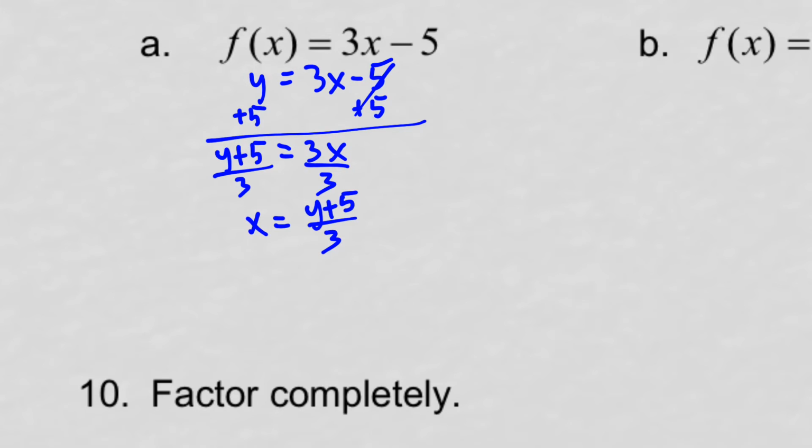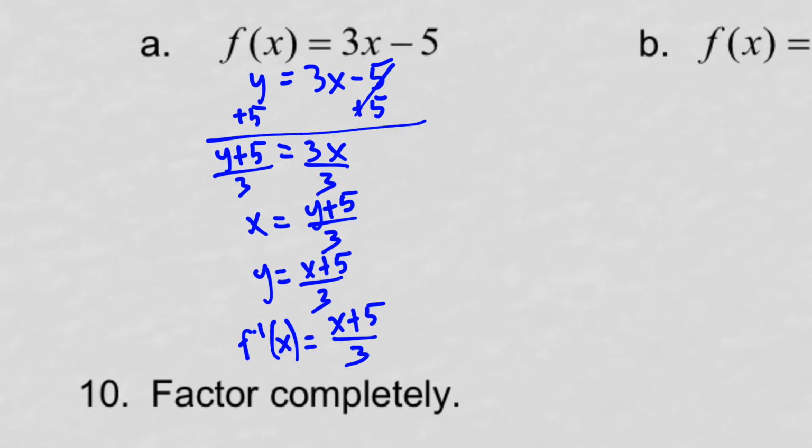Next, I'm going to do the switch. Finally, the inverse means that I switch the x with the y, right? So let's do that. y equals x plus 5 over 3. And change that y to f inverse. f inverse of x equals x plus 5 over 3. And you're done. You could leave it like that.